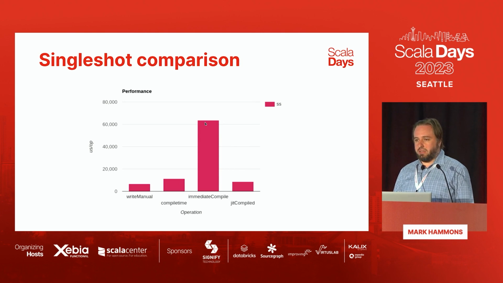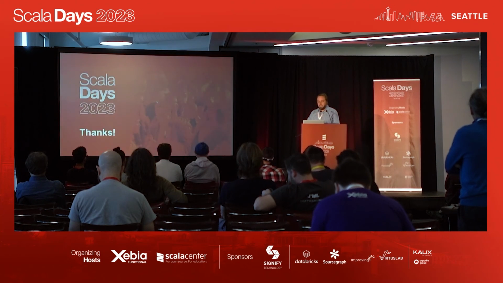Otherwise, the compile time version should probably meet your needs if you're just calling it one single time. It still runs on the order of microseconds, so it shouldn't be a big problem if it's only one call. And that's my talk.